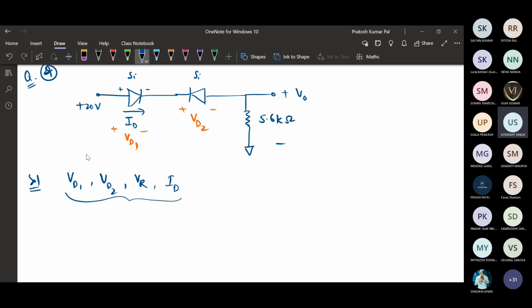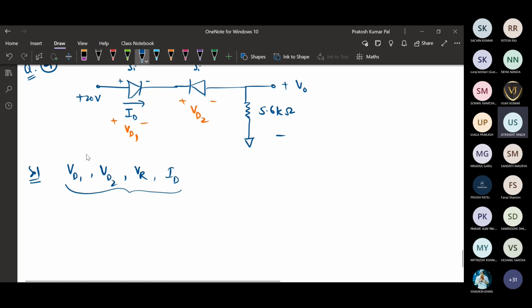But in the second case, this is the negative terminal of the diode, and this is the positive terminal, and this negative terminal is connected to a positive supply voltage. So this is in reverse bias. Okay, so the first one is forward bias.